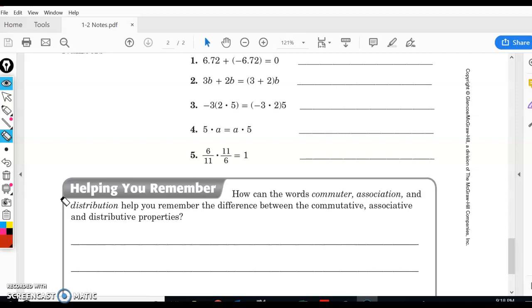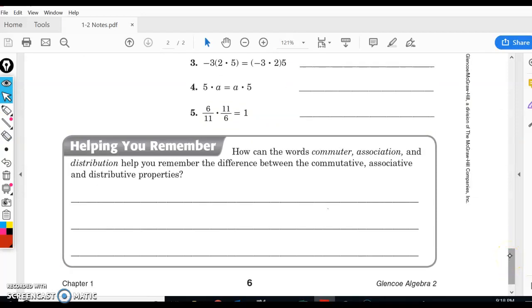So whatever you associate those words with, come up with a couple examples and write that in the blank there. Write what other questions you have for us to go over, and have a great night.